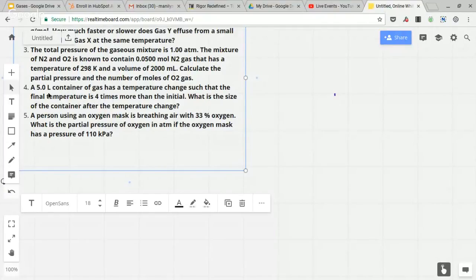You have a 5-liter container of gas. Thank you, Mel. Welcome, Mel. Thank you for joining. A 5-liter container of gas has a temperature change such that the final temperature is 4 times more than the initial. What is the size of the container after the temperature change? So in this problem, there are 2 variables mentioned: 5 liter being the volume, and temperature, T. V and T only.